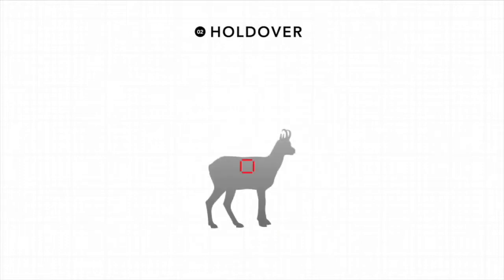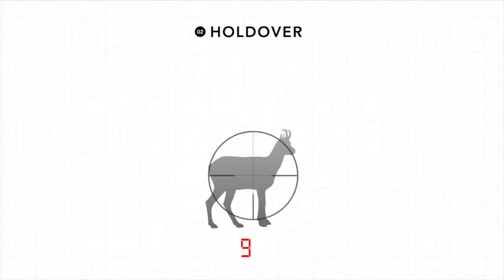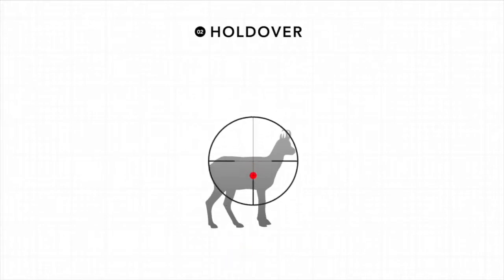The second output is holdover. This setting first displays the line of sight distance and then provides a measurement of how high you should hold over. Depending on whether you select EU or US in the menu, this will either be in centimeters or inches.